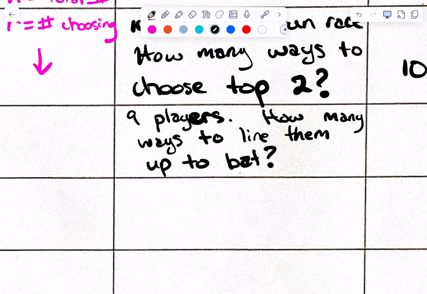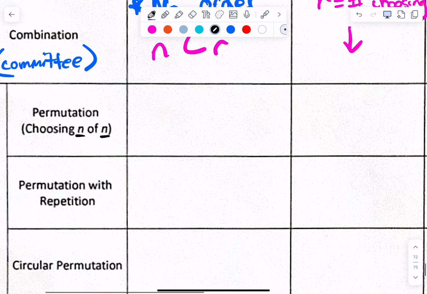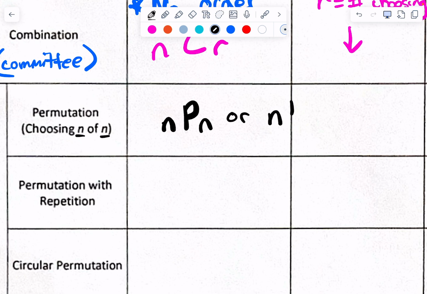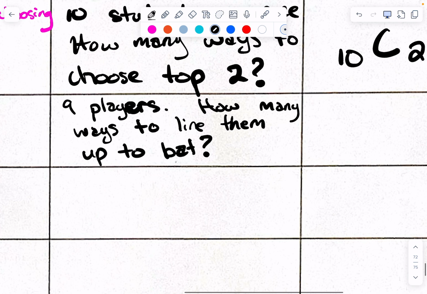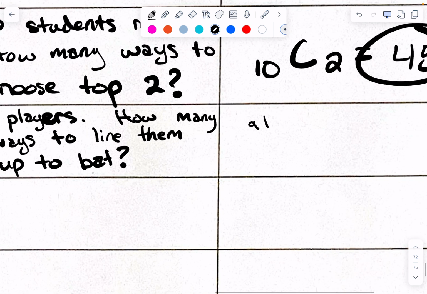Now if N and R are both 9, is this a permutation or a combination? Does the order matter? You might not think it matters realistically because everybody's going to bat, but it will be a different batting order if I switch them around, right? So order does matter. This would be NPN, or if you're selecting all of them, you could do N factorial. They're the same thing. So in this case, this would be 9P9 or 9 factorial.